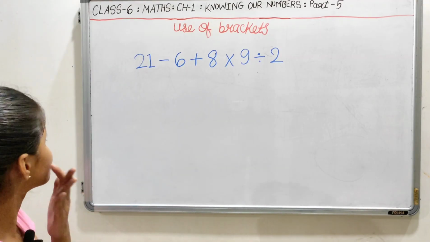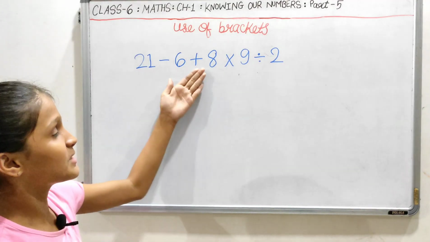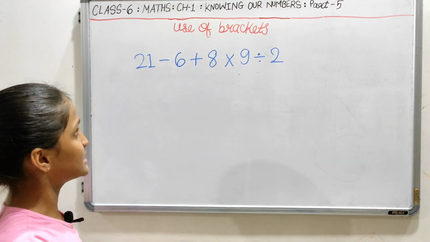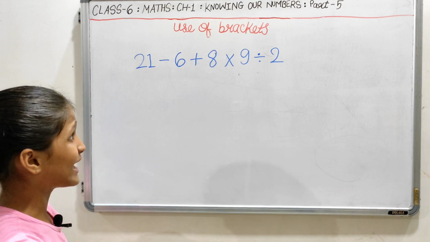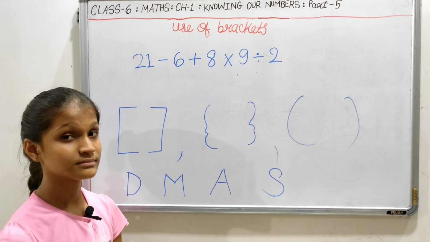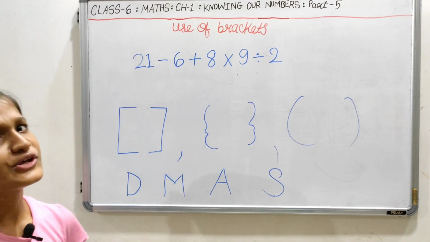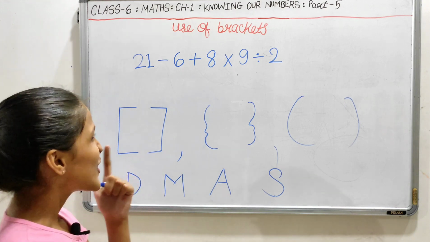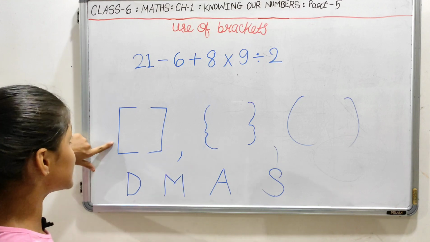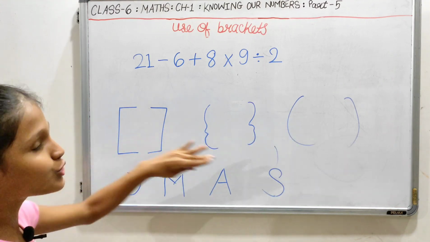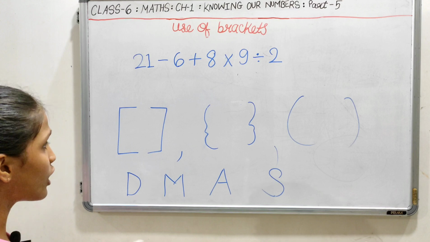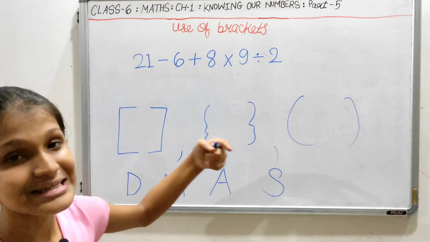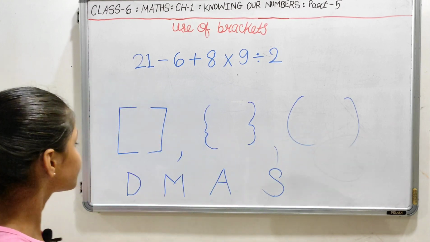Use of brackets. 21 minus 6 plus 8 into 9 divided by 2. So we will put brackets. Where would we put brackets here? Now you will all wonder what we will do here. So we use these brackets. There are 3 types of brackets. These are all different brackets. This is called square brackets, curly brackets, and curved brackets.